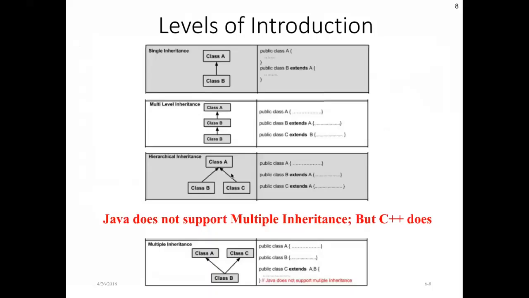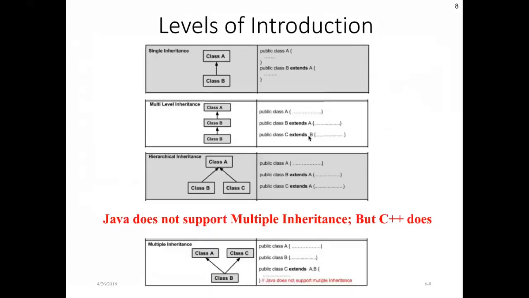Instead of that, Java supports interfaces. Multiple inheritance can alternatively be implemented by using interfaces. We will learn about that when we learn about interfaces. Remember that Java does not support multiple inheritance.